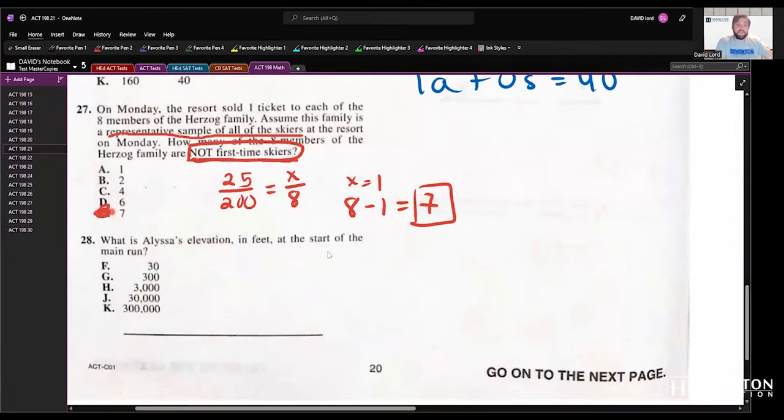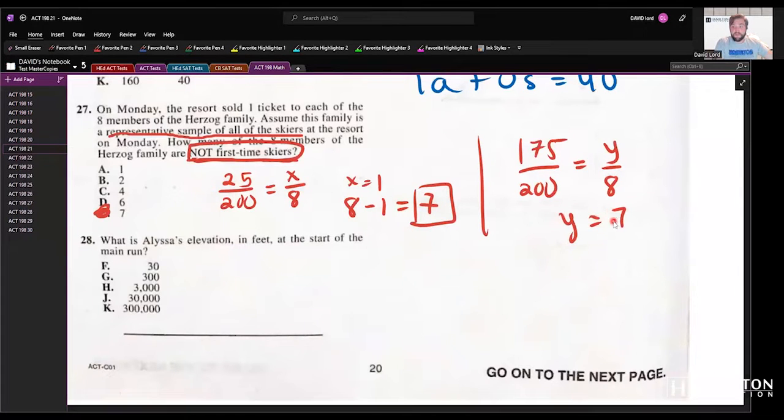So the answer is E. Alternatively, instead of 25 are first-time skiers, you could have said 175 are not first-time skiers. So in that case, you get 175 over 200 is equal to y over 8. And this time y would equal 7, which would also be the correct answer.